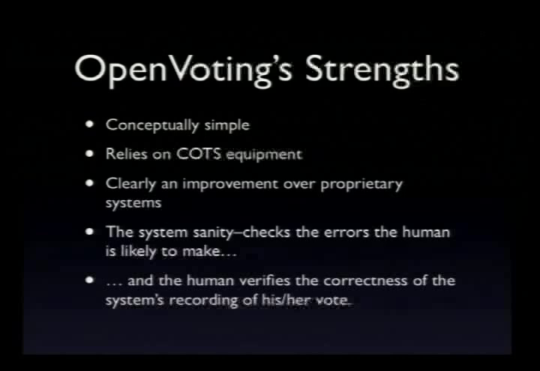It is very conceptually simple. It relies on commercial off-the-shelf parts. Clearly, it's an improvement over complex, Byzantine and under-documented DRE systems. The system sanity checks the errors the human is likely to make. If you try to vote twice for president, it'll tell you, dude, you're screwing up. Please fix this before you go on. And the human verifies the correctness of the computer's output. This is good stuff. That said, there are problems.